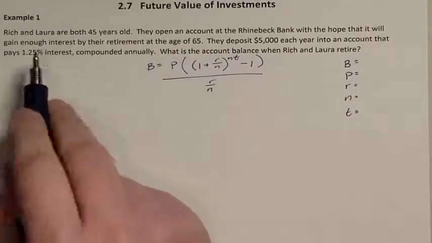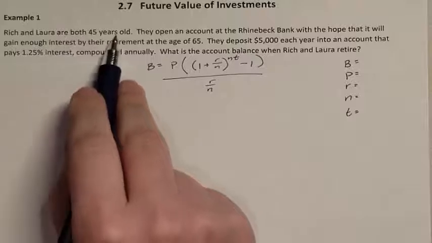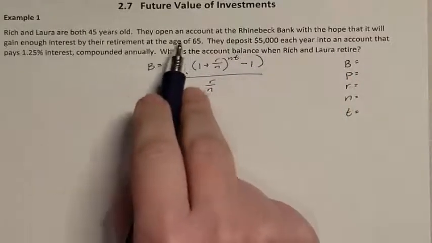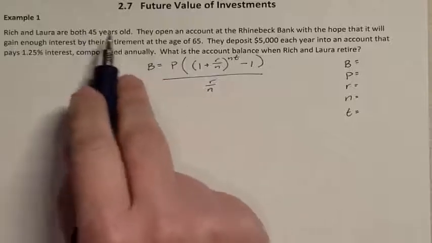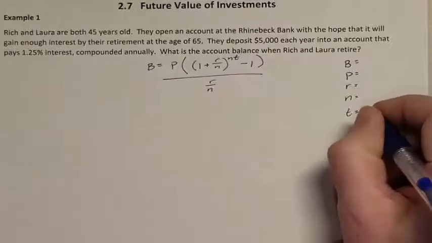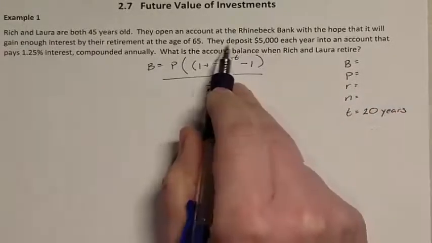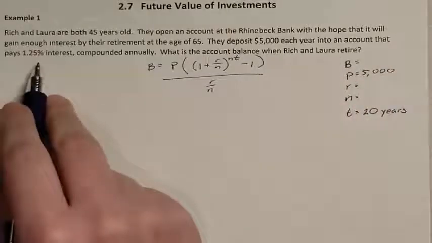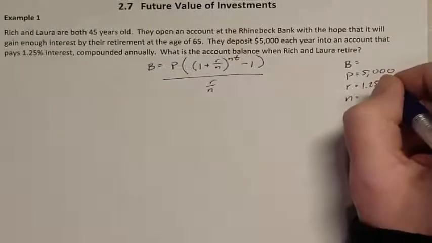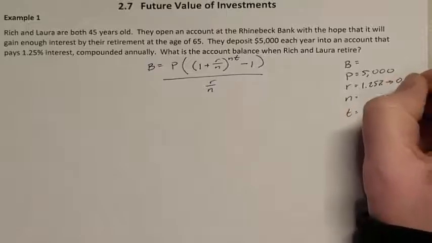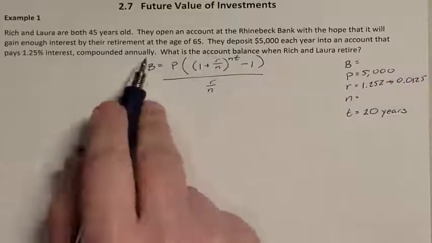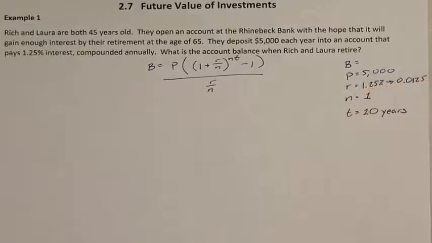So let's go ahead and read the problem again. Rich and Laura are both 45 years old. They open an account, hoping that they'll get money by the time they're 65. So that looks like a 20-year difference. So our time is 20 years. They deposit $5,000 every year into the account that pays 1.25% interest, which is 0.0125 as a decimal. Compounded annually means it compounds once. What is the balance? So what is B?